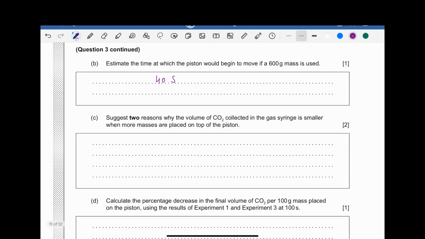Suggest 2 reasons why the volume of carbon dioxide collected in the gas syringe is smaller when more masses are placed on the top of the piston. So more masses means more pressure. So more pressure means higher pressure keeps more CO2 dissolved in water or liquid.